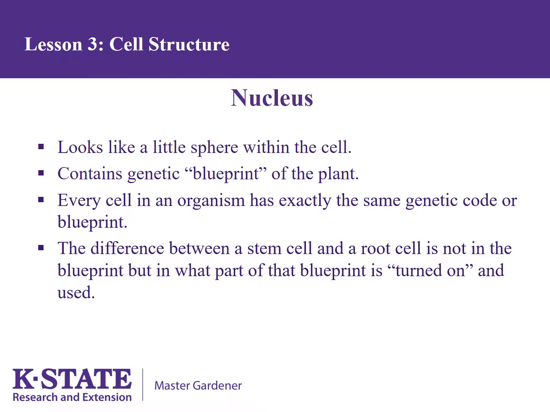Think of using a blueprint when building a house. When building the kitchen, you may have the blueprint for the entire house, but only the portion of the blueprint that describes how to build the kitchen is used. The fact that the entire blueprint is present in every type of cell means that we can easily make exact copies of plants.